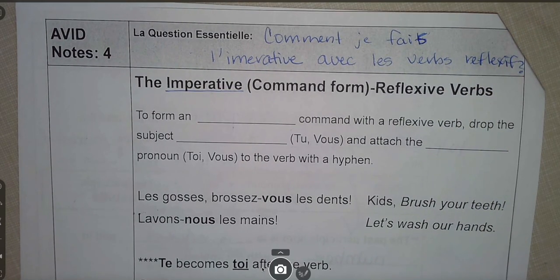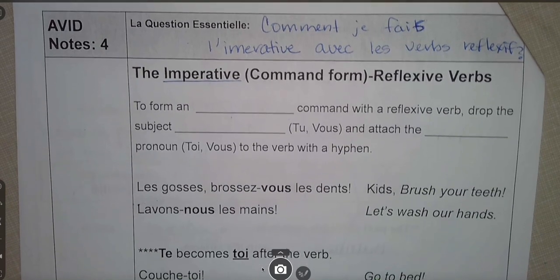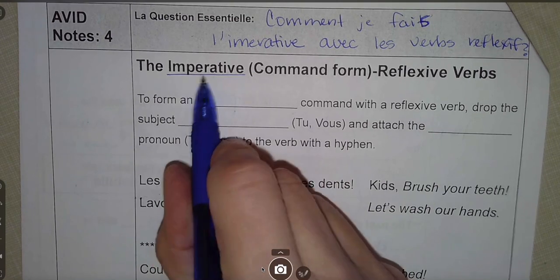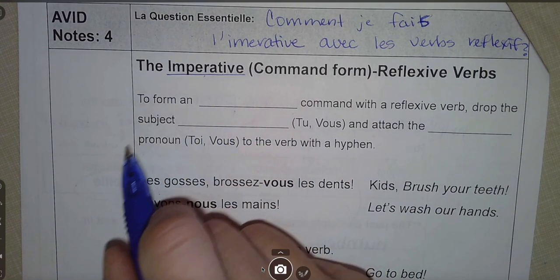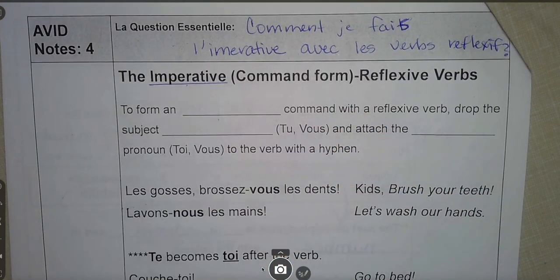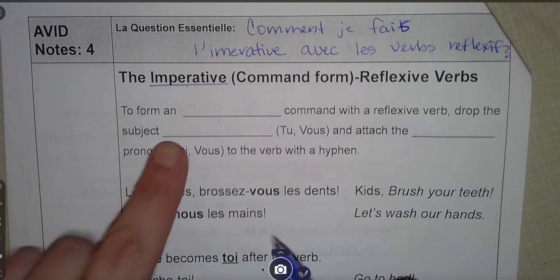Okay, so imperative form is when you're giving a command, basically, like go to bed, brush your teeth, don't do that, listen to me, watch this show, whatever it is. If you're giving a command, that's the imperative form. So if you want to put the command form with reflexive verbs like go to bed, brush your teeth, wash your hair, take a bath, whatever it is, any of those actions, shave your armpits, I don't know, whatever, you're going to do this.